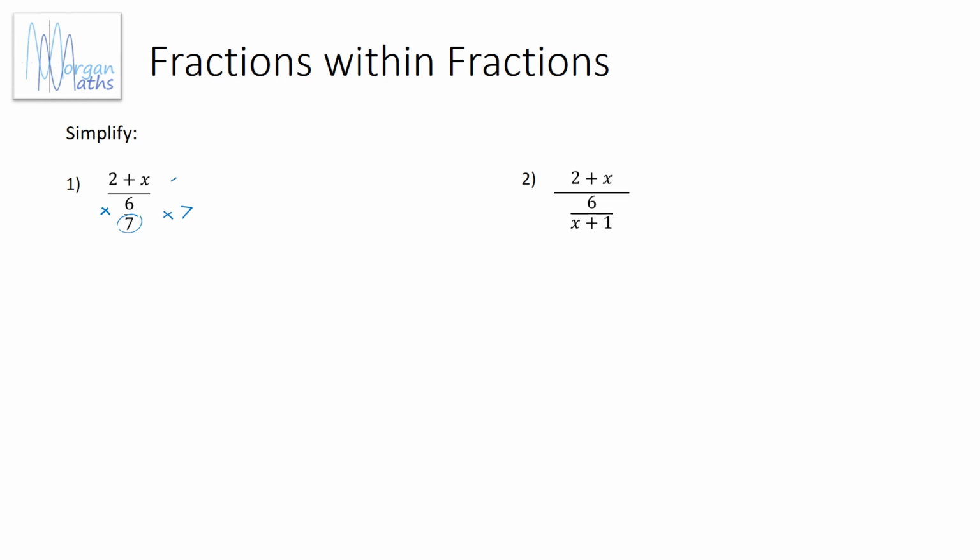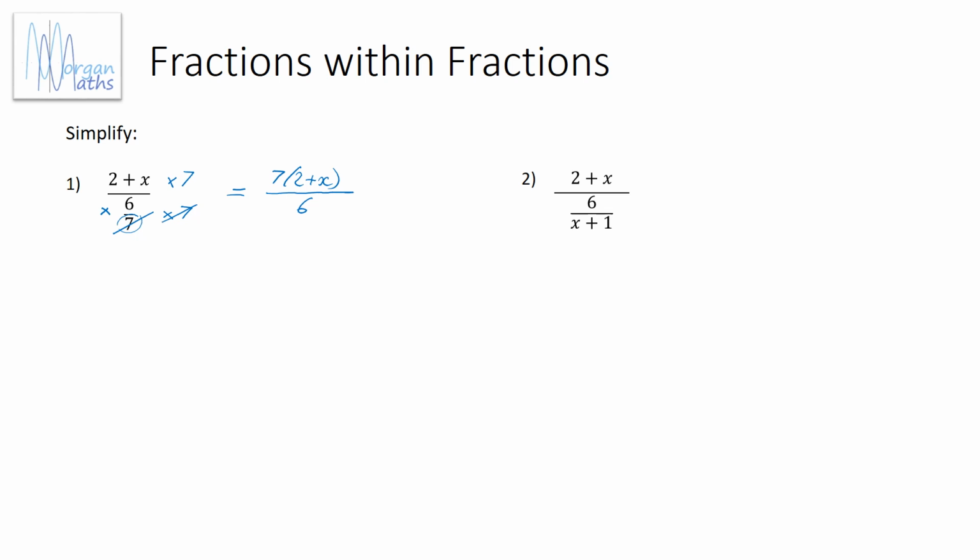And what's the result of that? Well, at the denominator, 6 over 7 times 7, well, those cancel. I am left with 6. And at the numerator, I have 2 plus x being multiplied by 7. And you no longer have a double-decker fraction.